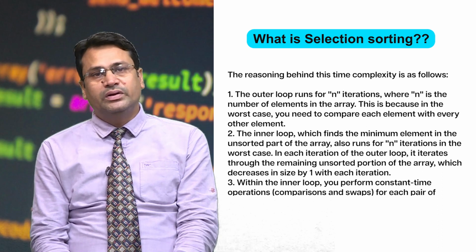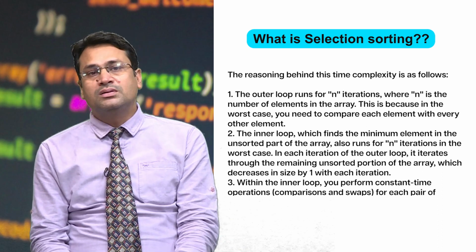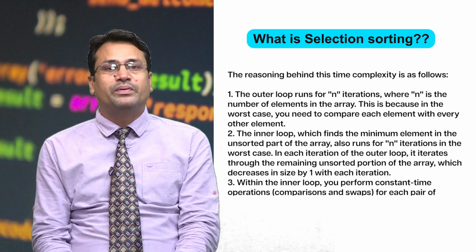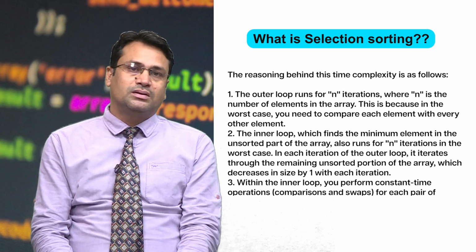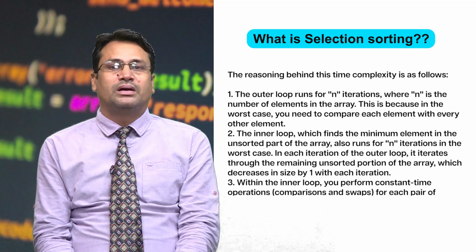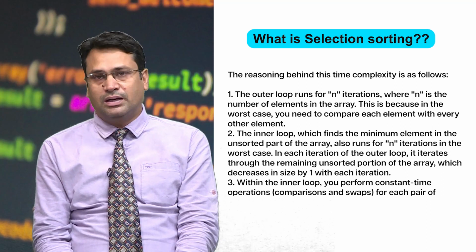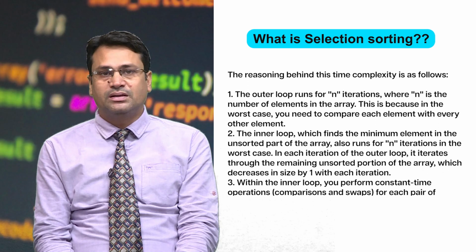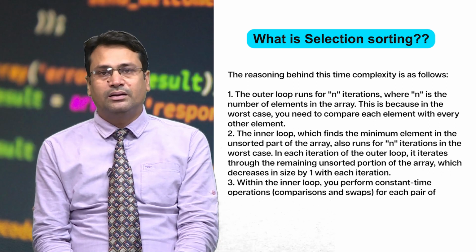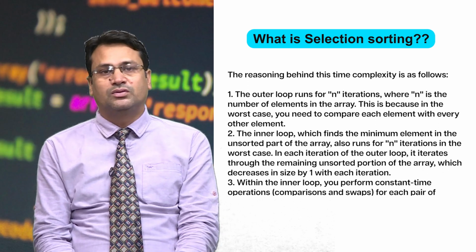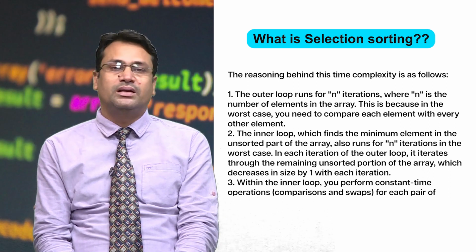Now, the third reason is that within the inner loop you perform constant time operations for each pair of elements. Since we have two nested loops and each runs for n iterations, the overall complexity will be order of n square. It simplifies like this because we are taking two loops for n times. So, it simplifies to order of n square.